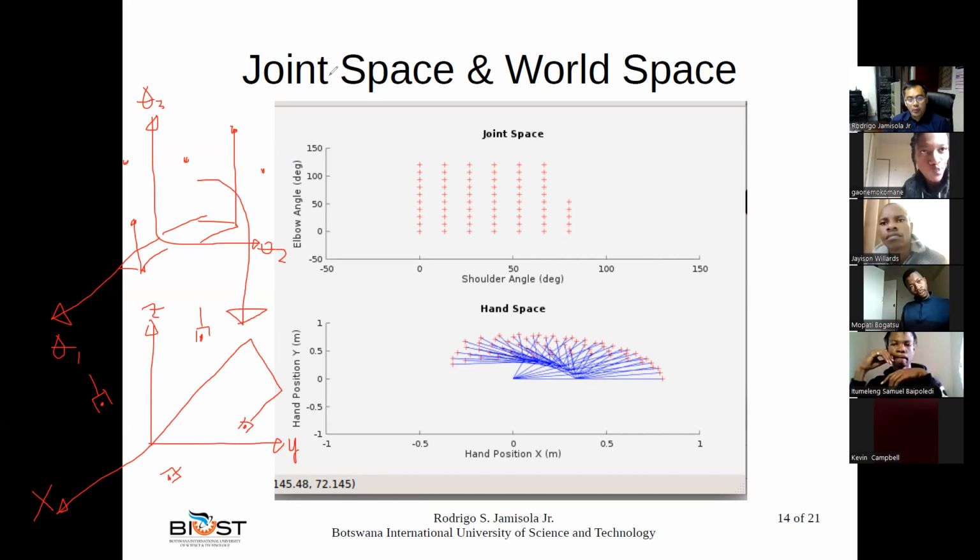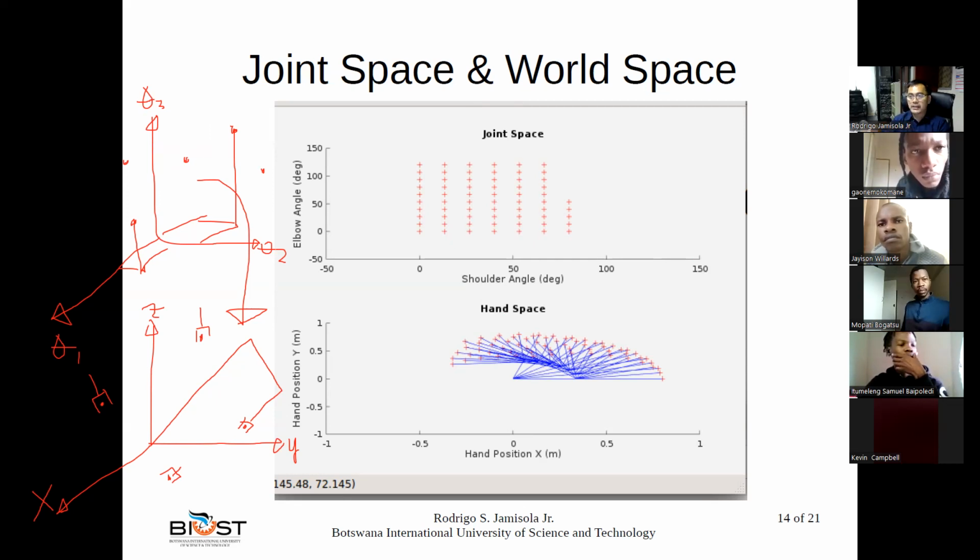Any questions? Well, sir, what if you increase the size? You increase some more. Yeah, it becomes 4 degrees of freedom, or 4 joints. Well, it will be a 4 dimensional space in terms of theta 1, theta 2, theta 3, and theta 4. Then it will be hard for us to imagine.